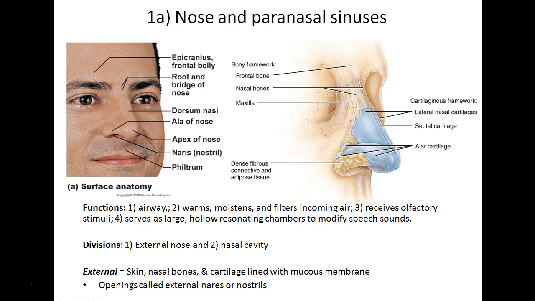The idea is that the alveoli deep in the lungs are very delicate and they have very thin epithelia. So we need to warm and moisten this air that comes in contact with that delicate tissue later on down the system. Another function of having a nose in the human body is that it can receive olfactory stimuli, sniffing or smelling, in other words. And then also the nose serves as a large hollow resonating chamber to modify speech sounds. We're talking about the nasal cavity as well here.